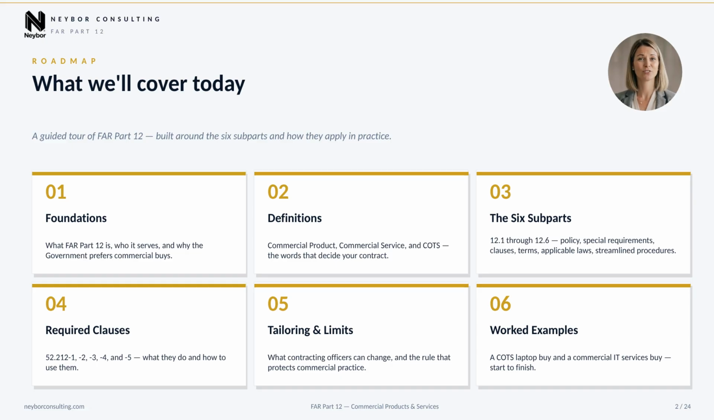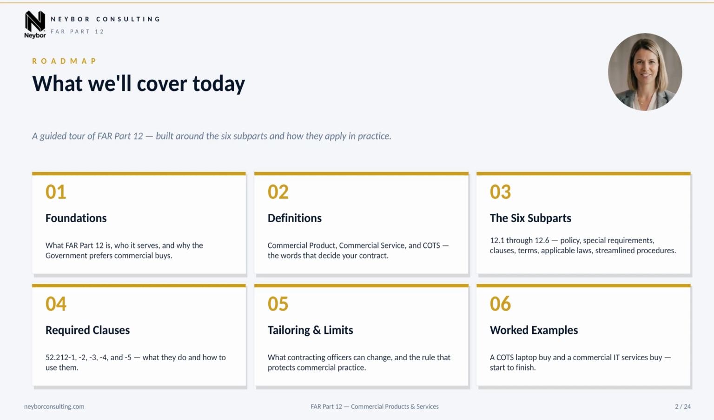Here's what we're going to cover. We'll start with foundations, what FAR Part 12 actually is and why the U.S. government has a strong preference for buying commercial products and services. Next, we'll lock down 3 definitions that drive every decision in this part of the FAR: commercial product, commercial service, and COTS. Then we'll tour all 6 subparts of Part 12, from the policy in 12.1 through the streamlined procedures in 12.6. After that, we'll dive into the required clauses, the tailoring rules that govern what a contracting officer can and cannot change, and we'll close with 2 end-to-end worked examples and a summary of common pitfalls.